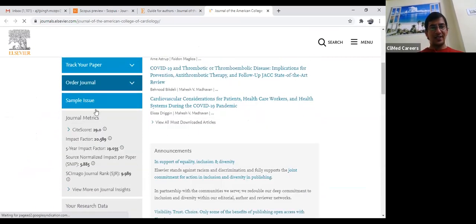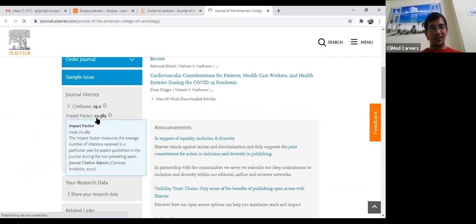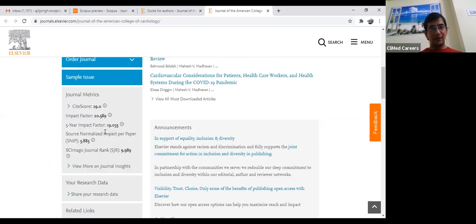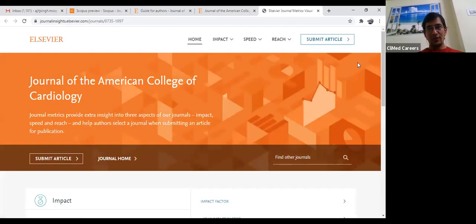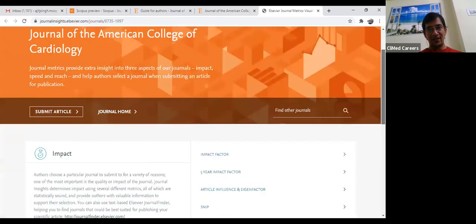So here you can see CiteScore is 29, impact factor is 20.589, 5 years impact factor is 19.03, source normalized impact factor is 5.8, and view more journal insights. If you want to go for insights, like to check the percentile rank and publication timings and all, then click on view more journal insights. Because if you are sending your research, you should know everything about the journal.